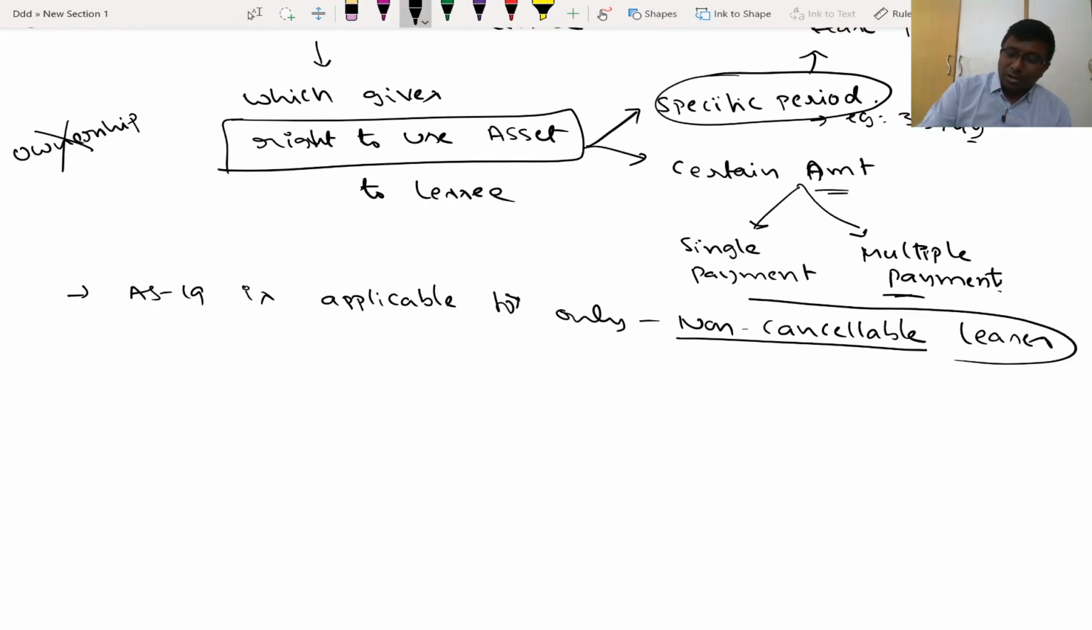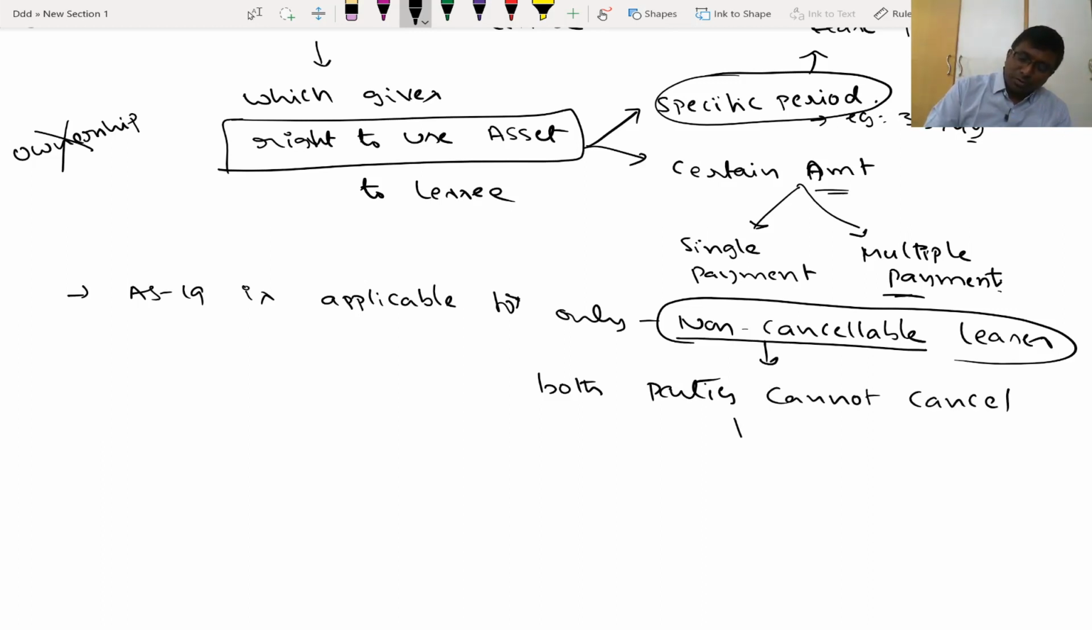Right, non-cancelable. What do you mean by non-cancelable? Non-cancelable means both parties, lessor and lessee, both of them cannot cancel during the period. Okay, both the parties. I will write, you also copy. Start writing along with me. Both parties cannot cancel during the lease period. Suppose I mention in the agreement that both parties cannot cancel.